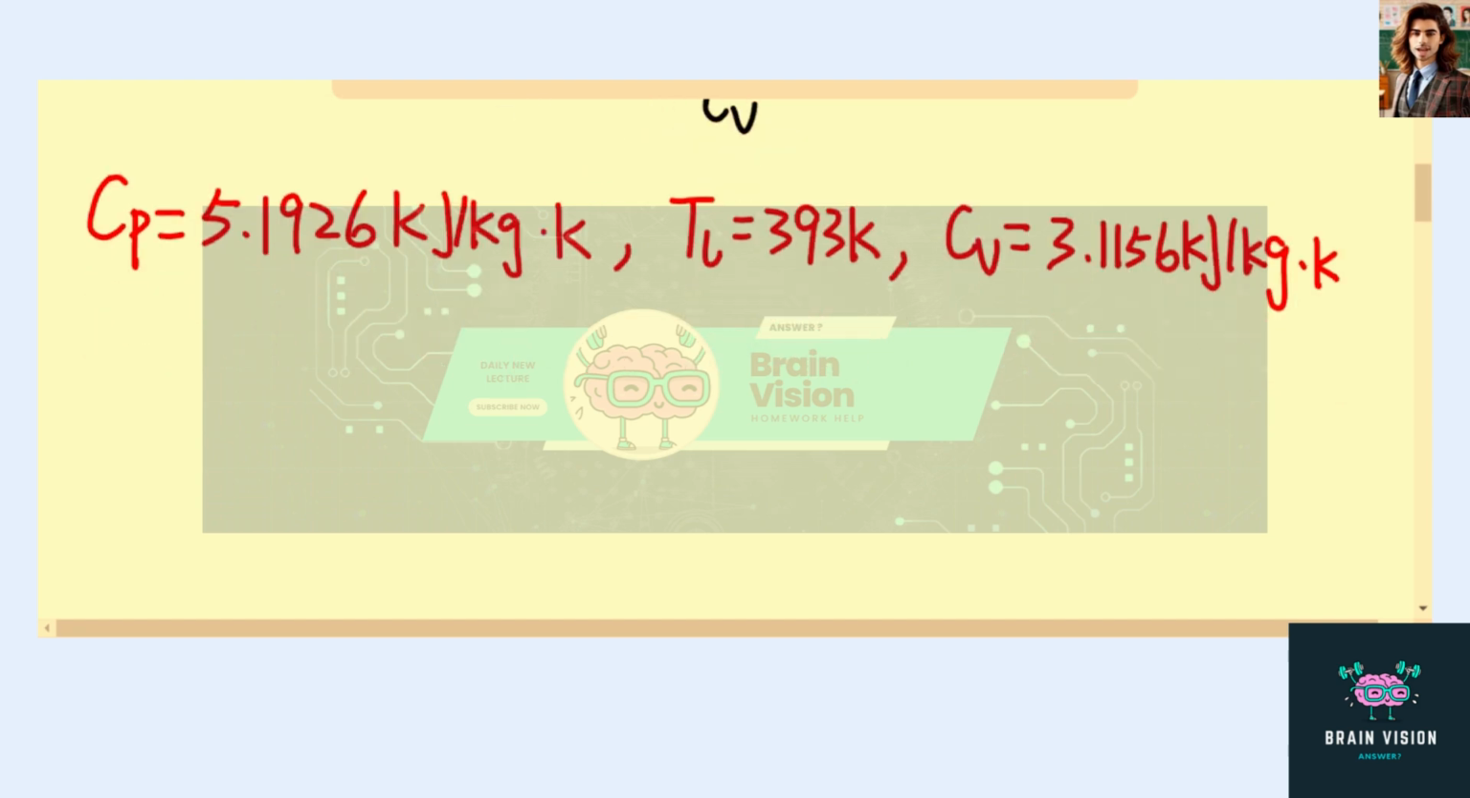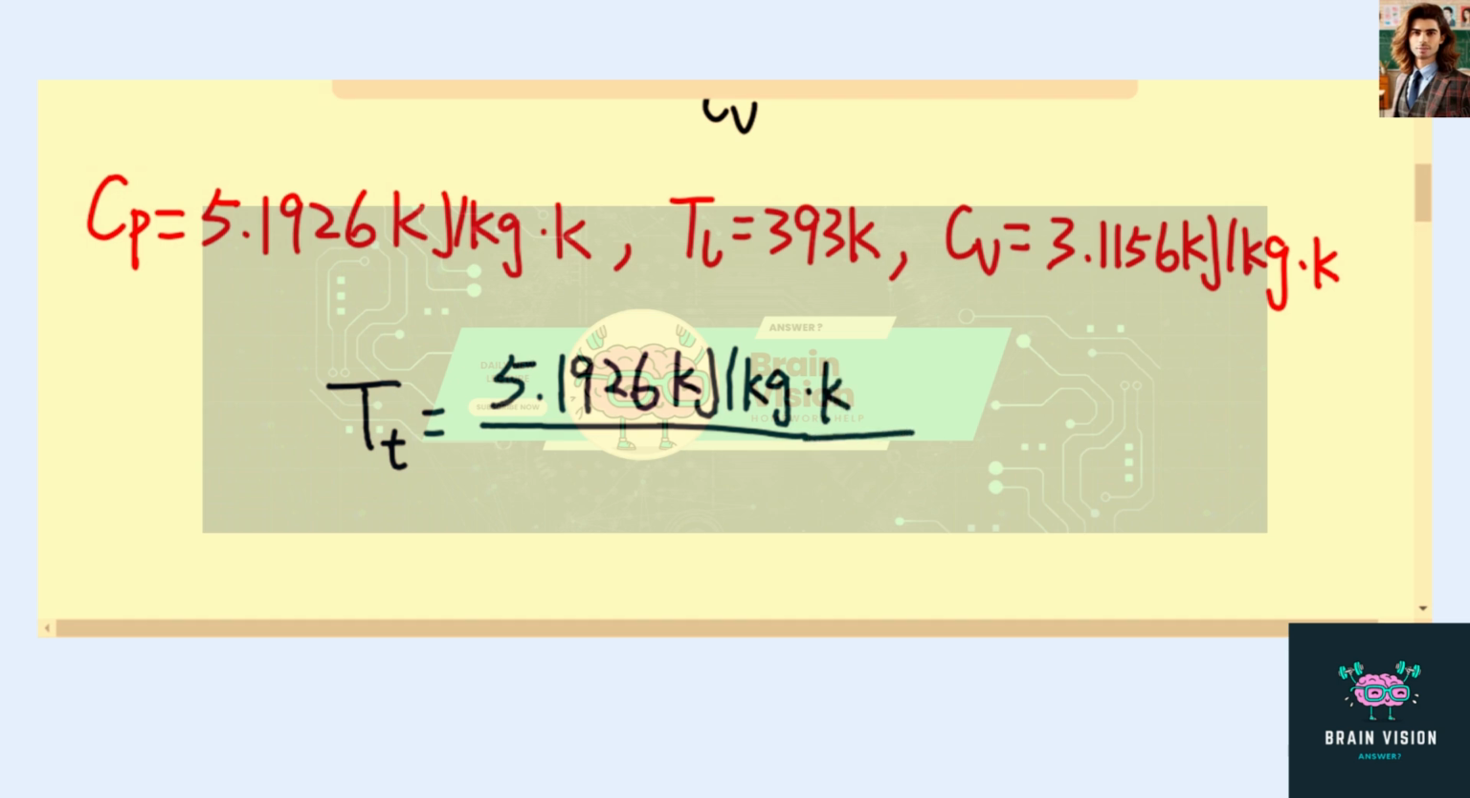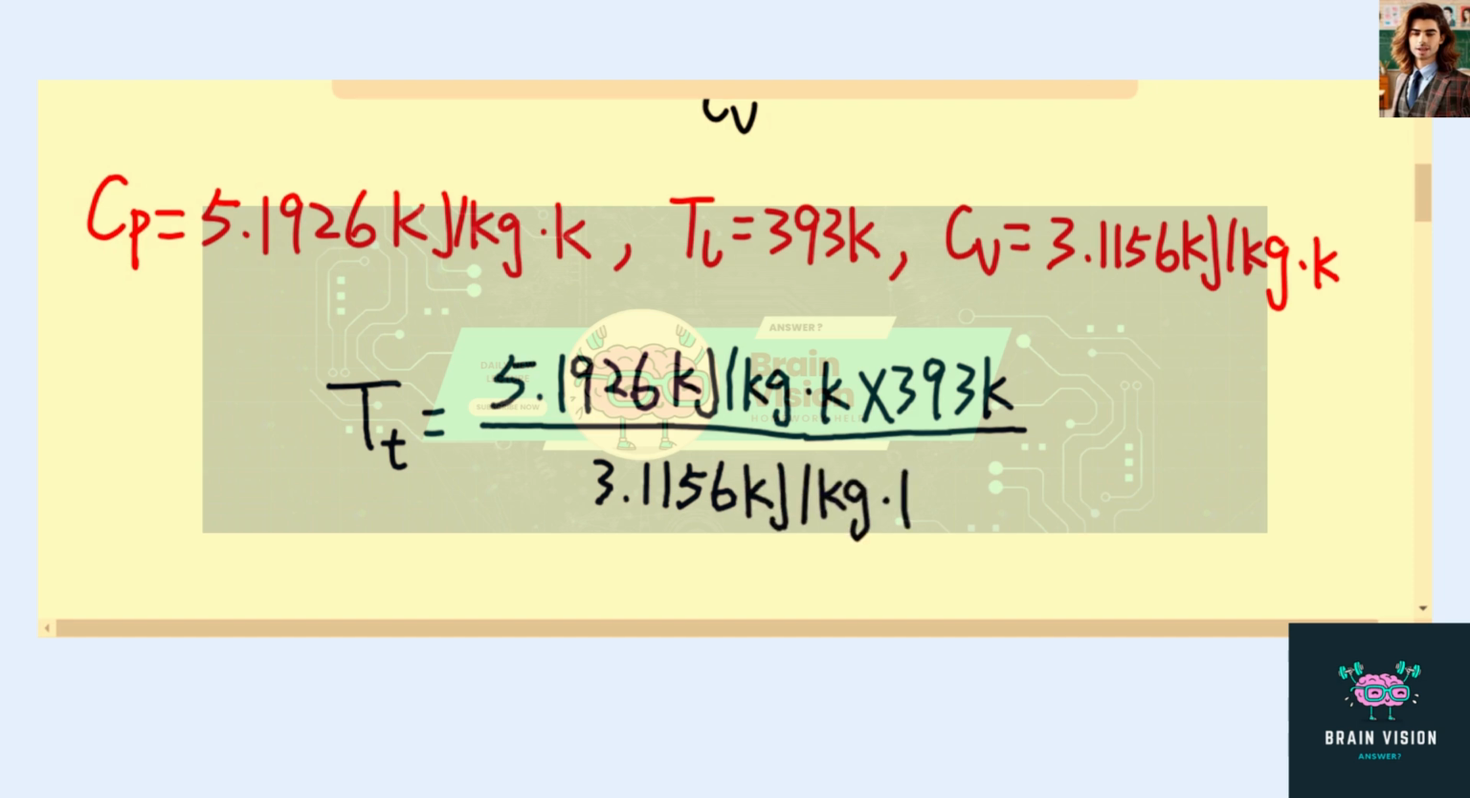So now let's plug back into the equation to determine the final temperature of helium in the tank, which is equal to 5.1926 kilojoule per kilogram times Kelvin, and then times 393 Kelvin over 3.1156 kilojoule per kilogram times Kelvin, and this will give us the final temperature of the helium in the tank is about 654.99 Kelvin. And these are the answers for this question.